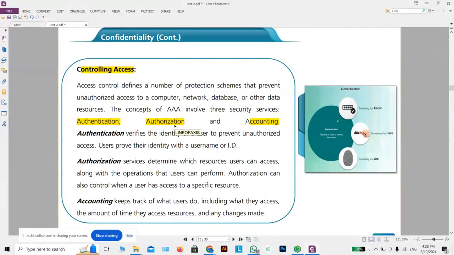Then we have accounting. So what does it mean? Accounting, in a simple way, is just to record all of the actions that are performed by any user. So why do we do that?